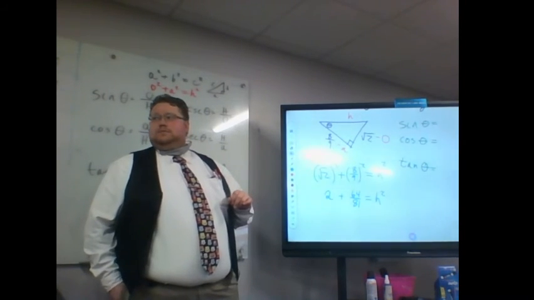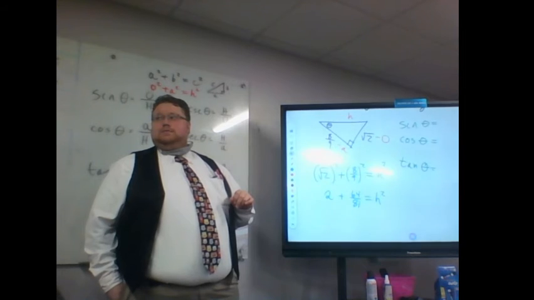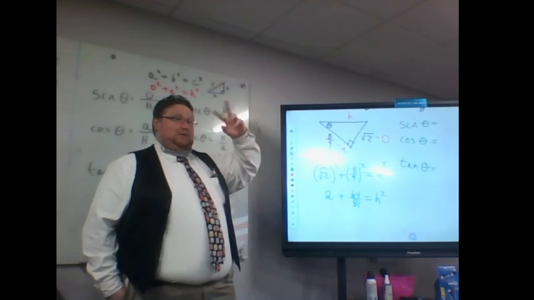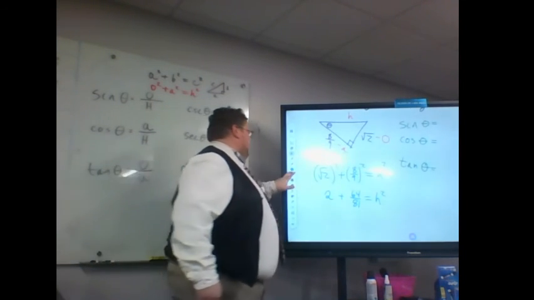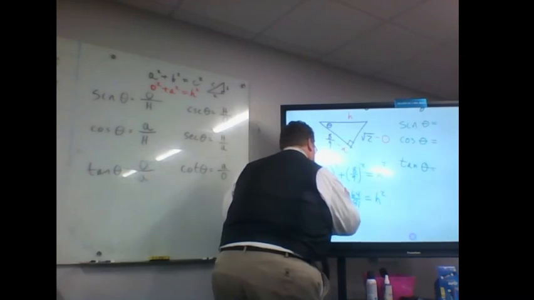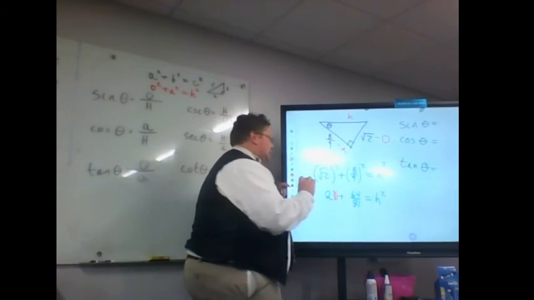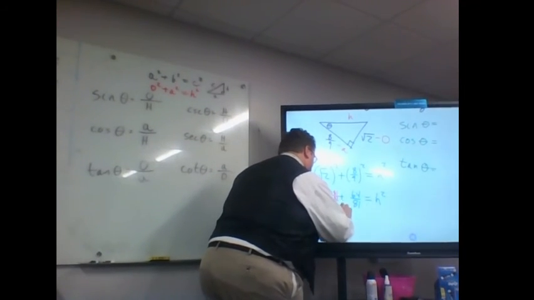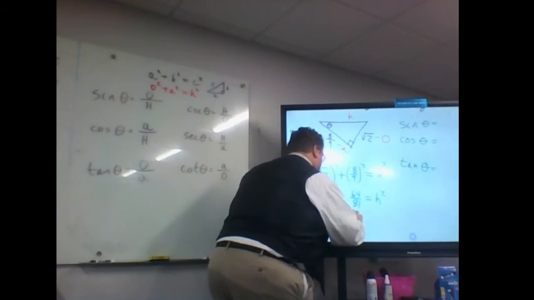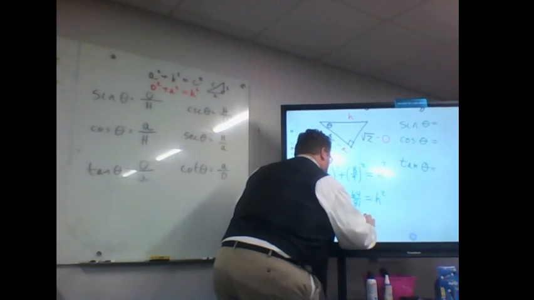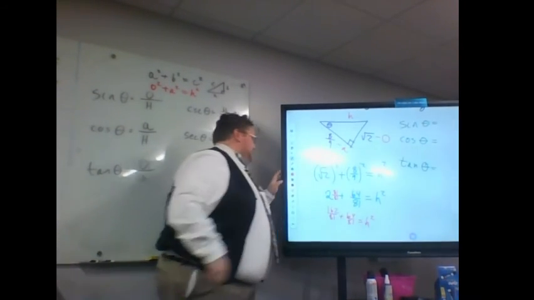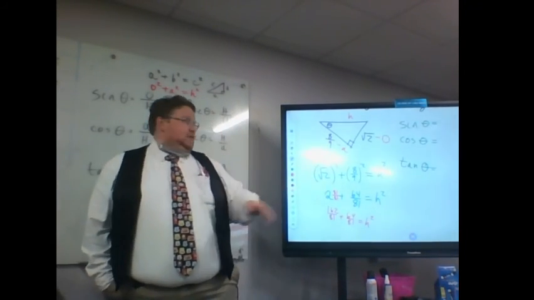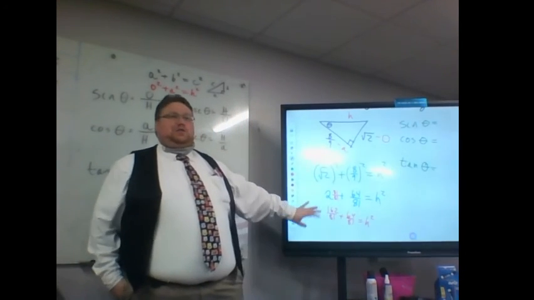You want to do 81 over 81. Yeah, so you do 81 over 81. That way you're multiplying it by the number 1. So this will become 162 over 81 plus 64 over 81 equals H squared. Because remember, you're allowed to multiply anything by 1 without changing the number itself. 162 divided by 81 is still 2.